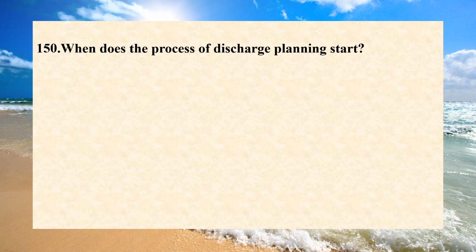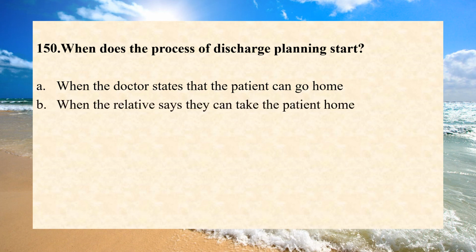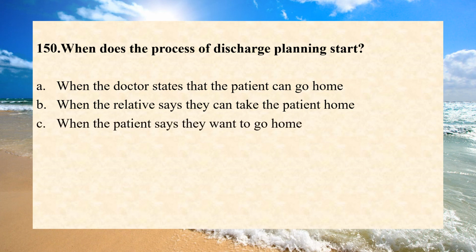When does the process of discharge planning start? Option A, when the doctor states that the patient can go home. Option B, when the relatives say they can take the patient home. Option C, when the patient says they want to go home. Option D, within 24 hours of admission. Answer is D, within 24 hours of admission.